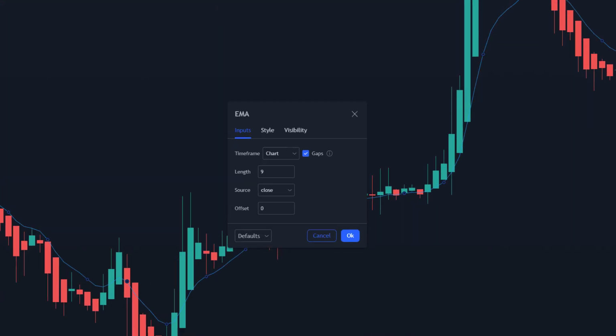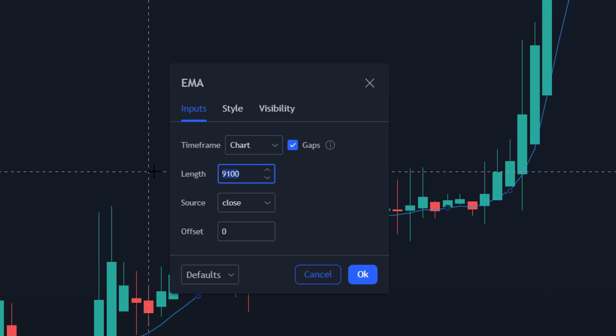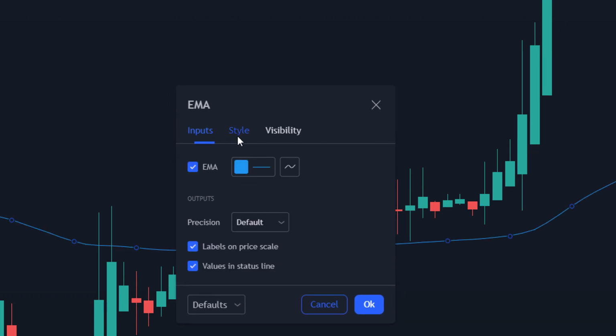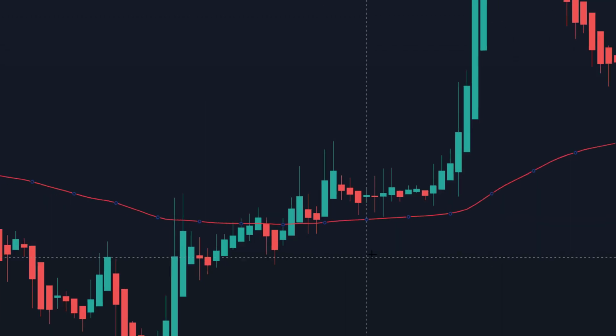The EMA, let's change that to 100. So it looks back 100 candles, so we have an average price. I always like to make it red. I don't know why, but yeah, that's my reason.